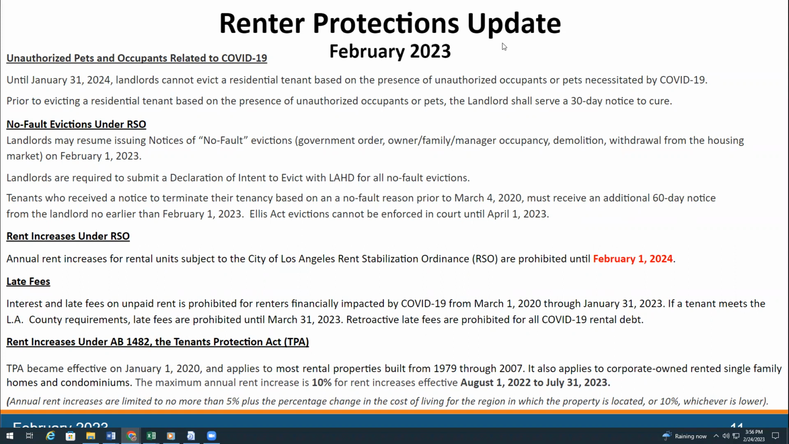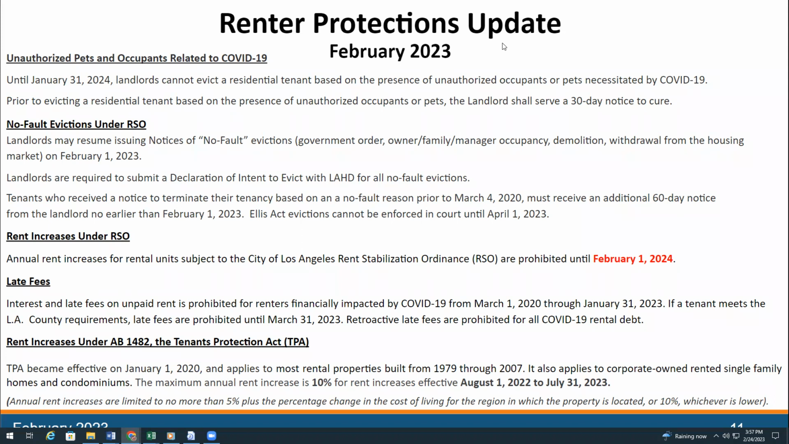Final header on this slide is to touch upon rent increases under what we call AB 1482, named the Tenant Protection Act. So this state law became effective on January 1st, 2020, and it applies to most rental units that are built between 1979 and 2007. So it's really a 15-year window to keep in mind, anything that was built 15 years ago and prior. It also applies to corporate-owned rented single-family homes and condominiums.